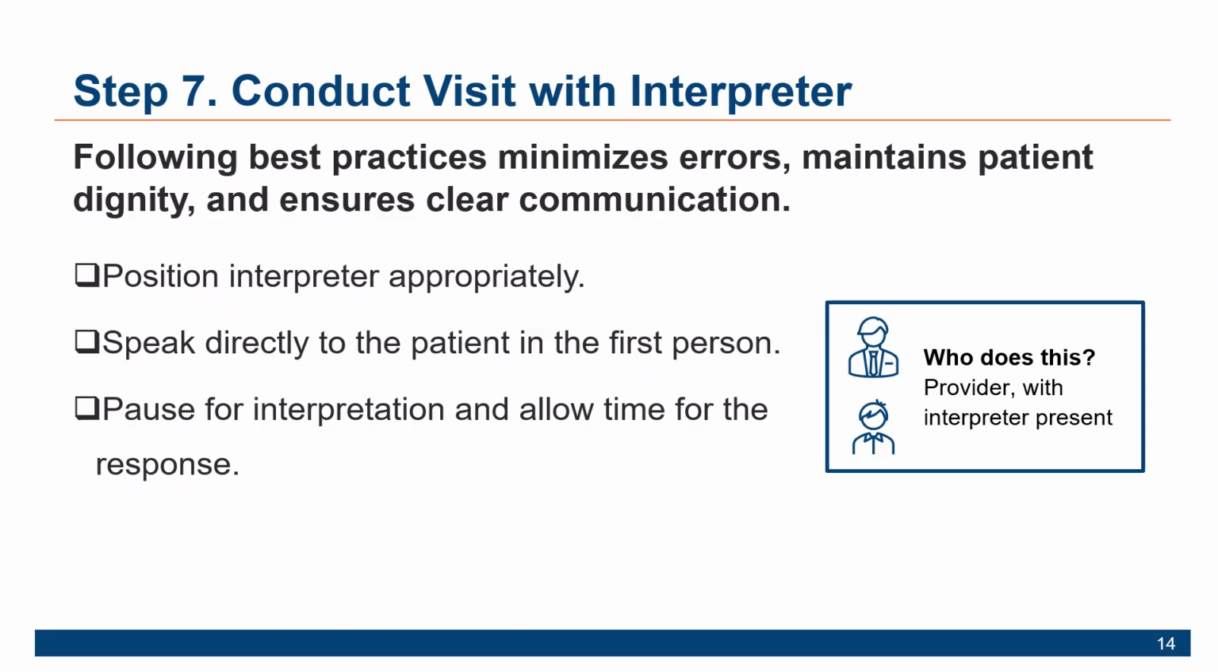Step 7 takes place during the patient visit and is led by the provider with the interpreter present. Providers should position the interpreter so they can both see the patient and provider clearly. Speak directly to the patient in the first person. For example, say, "How are you feeling today?" instead of "ask them how they're feeling." Pause regularly to allow time for interpretation and the patient's response. Following these best practices maintains clarity, supports patient dignity, and ensures communication is accurate and respectful.